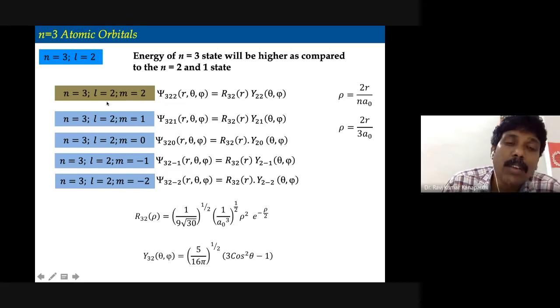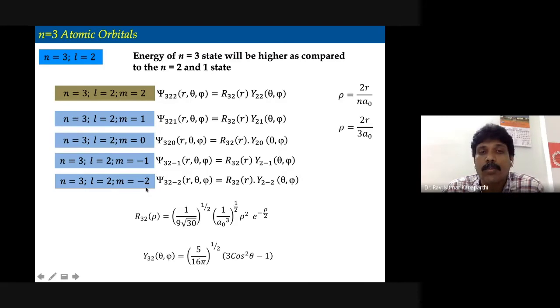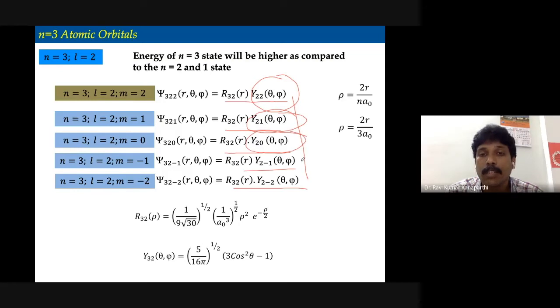So whenever you have L equal to 2, the M value can start from 2 itself, and it can go up to minus 2: 2, 1, 0, minus 1, and minus 2. Accordingly, we can have different orbitals. All these orbitals will have the same radial function. But what is different in all of them is the spherical harmonics. The spherical harmonics part is different for different d orbitals. That is why we see different shapes.